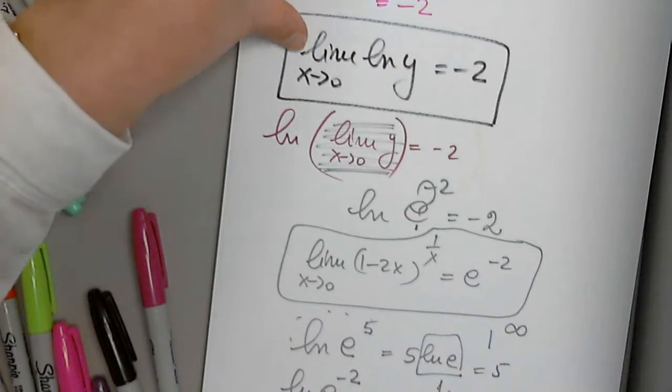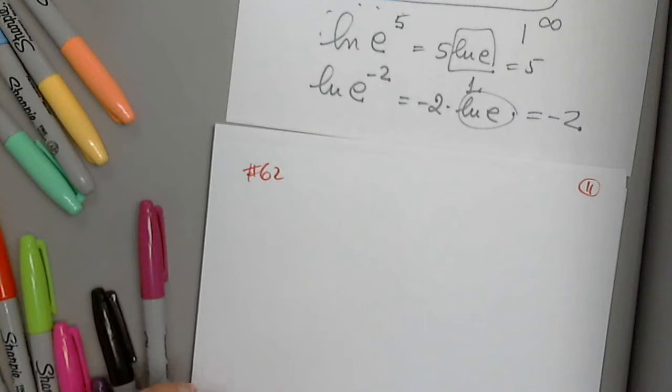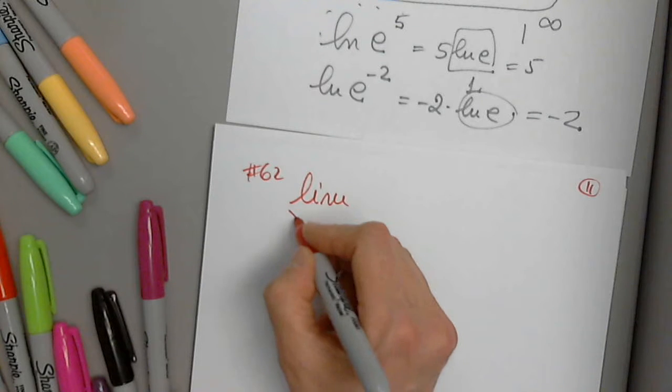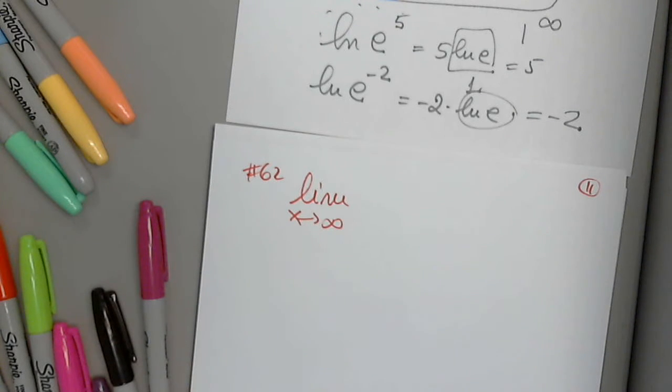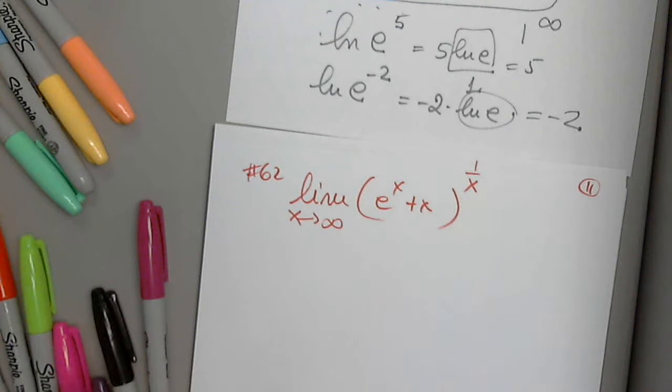Number 62. One more time, this is not an easy situation. 62. Limit as x approaches infinity of e to the x plus x, everything raised to 1 over x.